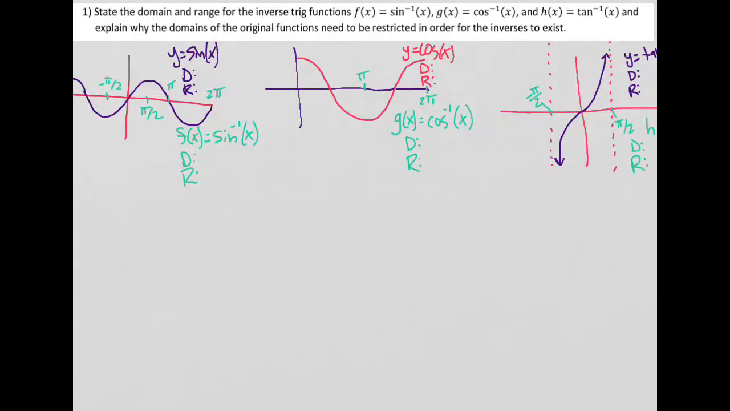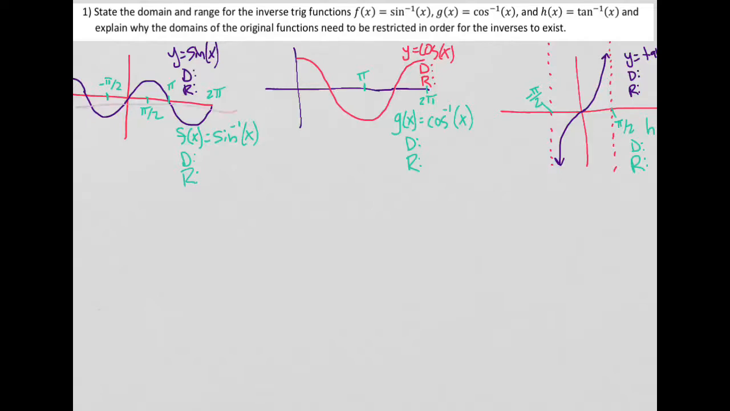Okay, so question number one on your learning guide says state the domain and range for the inverse trig functions and explain why the domains of the original functions need to be restricted in order for the inverses to exist. Well, first off, they need to be restricted so that we will have inverse functions that are actually functions, which means if you think about the horizontal line test, if you run a horizontal line through your function, it can only intersect in one spot. If it intersects in more than one spot, then the inverse will not be a function.